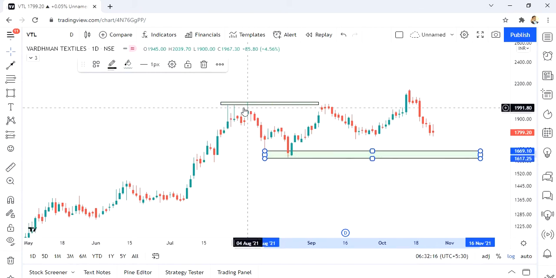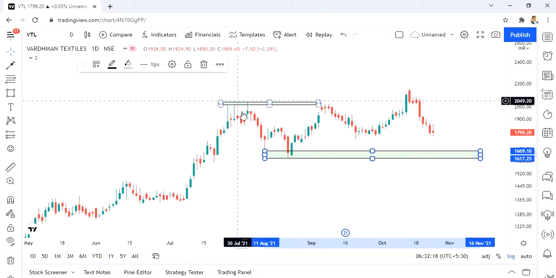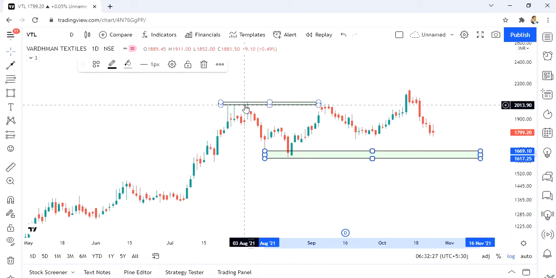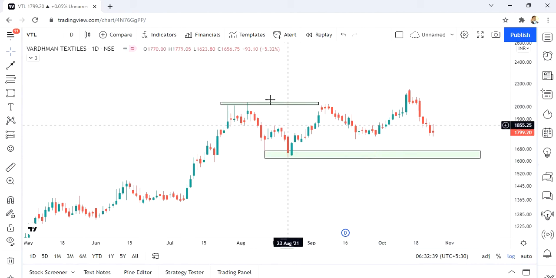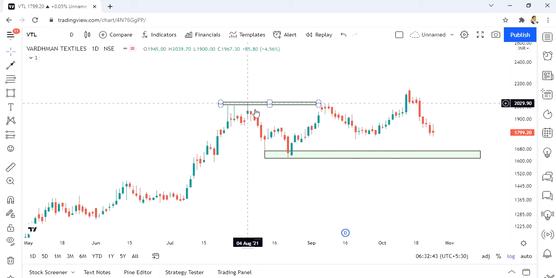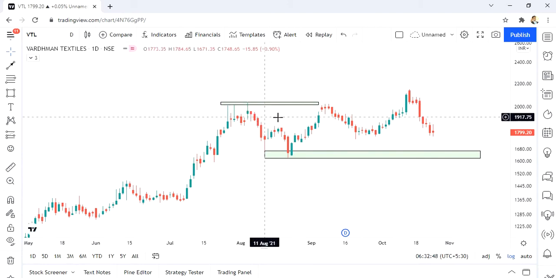So now you look here, this is the zone which I drew here, the resistance zone, and identified that Vardhaman Textile could face a resistance between 2013 and 2035 levels. So 2013 to 2035 is your resistance zone. In between that level it could face a resistance. Now this resistance zone got formed in August 21.